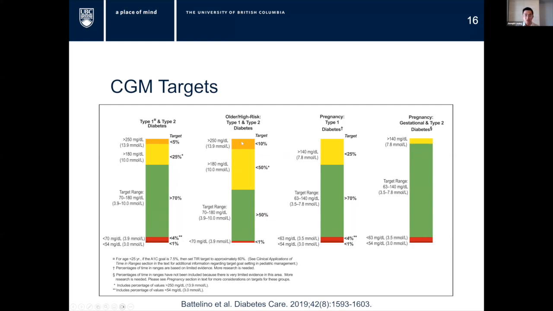There are some other special situations here in older adults, in those with type 1 diabetes and who are pregnant, and then those who have gestational diabetes or type 2 diabetes and who are pregnant. Some of our targets are also listed from this paper from Diabetes Care.